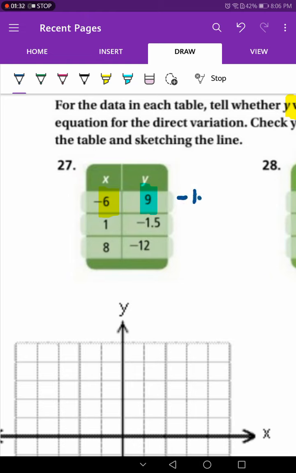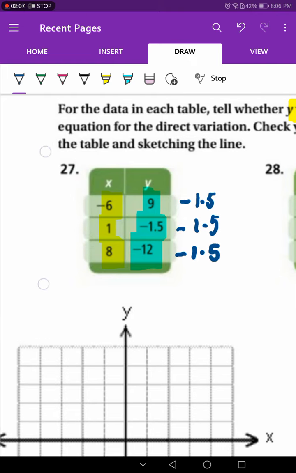In the second row I will divide the y, which is negative 1.5, over the x, which is 1, and clearly I will get the same value. In the third row I will divide the y, which is negative 12, over the 8, which is the x. If you divide them, you will get negative 1.5.